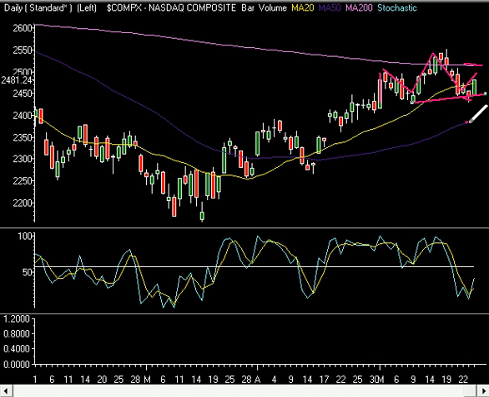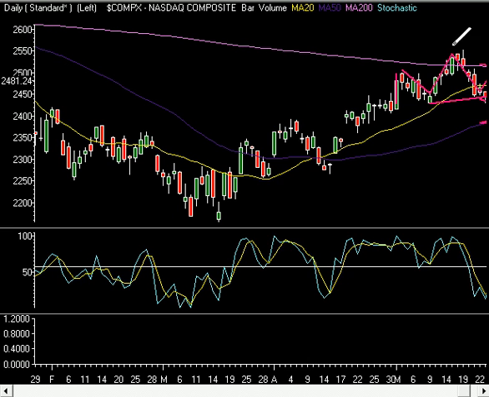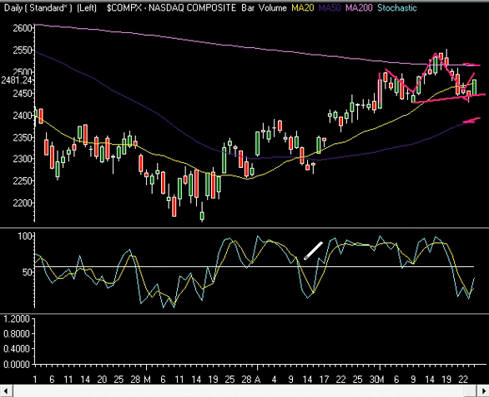A break there would basically yield probably the 50 moving average on the downside on the Nasdaq, but we'll continue to follow that pattern as we go forward, okay guys? So just keep in mind that pattern right there on the daily. That's a pretty apparent pattern.